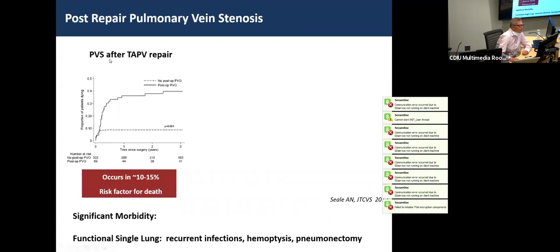So what is the incidence of pulmonary vein stenosis after repair of total veins? As shown here, you can see that early postoperative pulmonary vein obstruction, shown in this line, sorry, this is the patient cohort that had early postoperative pulmonary vein obstruction, and they had a much higher risk of dying after the surgery. We can see that pulmonary vein stenosis occurs in about 10 or 15% of patients following surgery, and that's almost irrespective of the type of repair that's used.